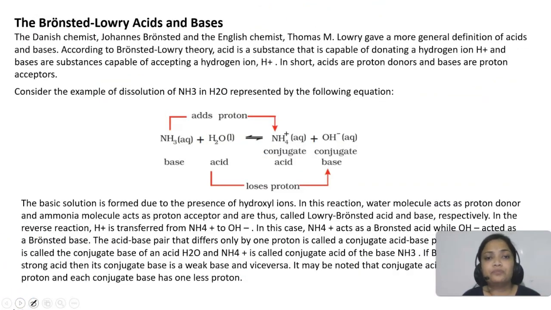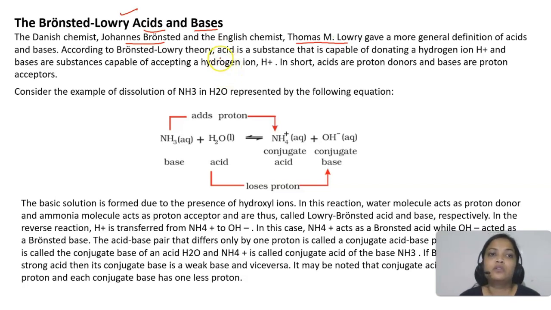Then the next concept came up, which is the Bronsted-Lowry concept of acids and bases. There were two scientists, Johannes Bronsted and Thomas M. Lowry. They gave a more general definition. Arrhenius was applicable only for aqueous solutions, but this was more general.